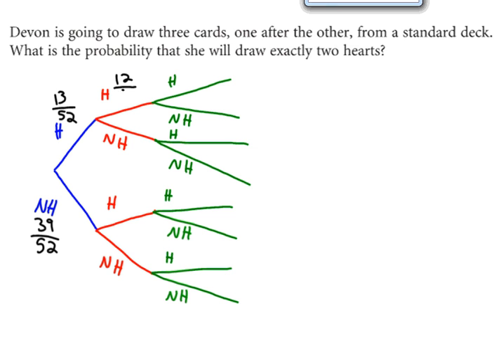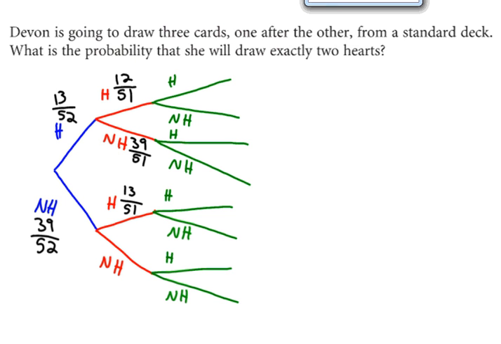So here it's 12 out of 51. And of course, the probability that she does not draw a heart on the second card, so here we get 39 out of 51. Now let's go to the bottom half of our tree diagram, where we are now working on the condition that Devin did not choose a heart on the first card. We have to find the probability that she chooses a heart on the second card. So the probability here is 13 out of 51.